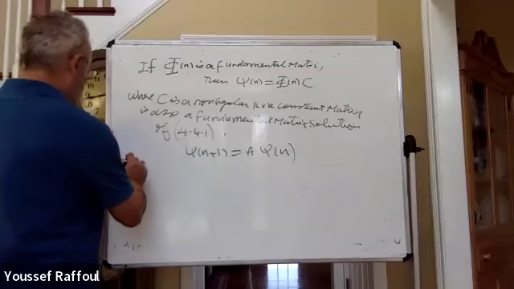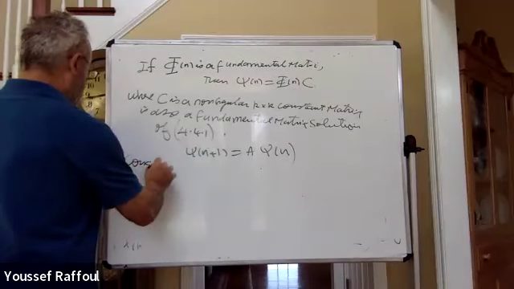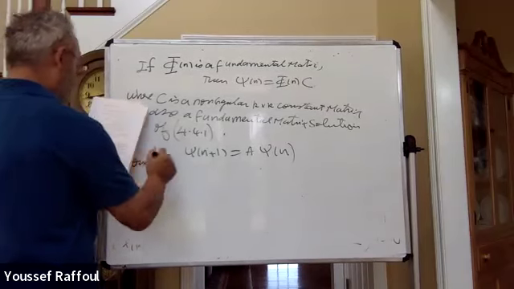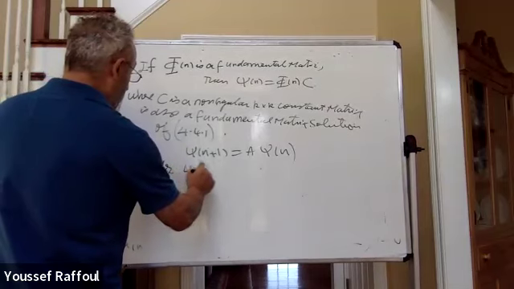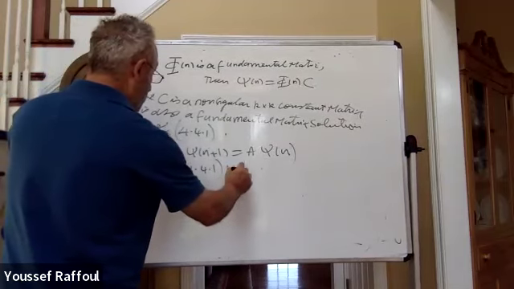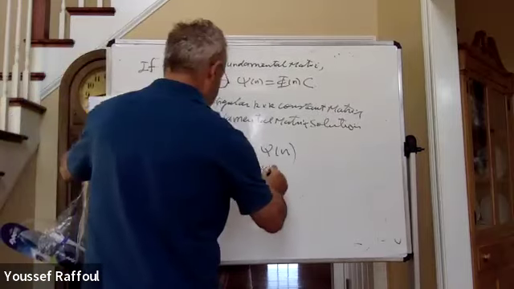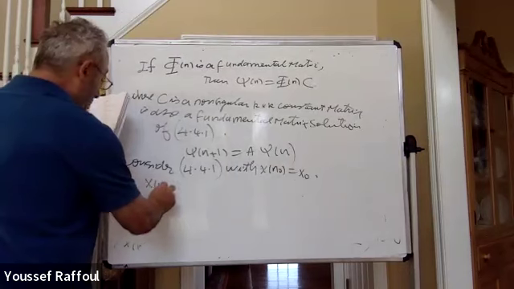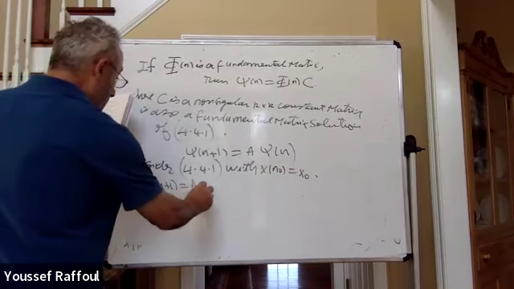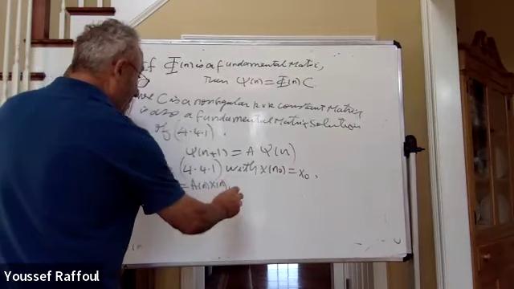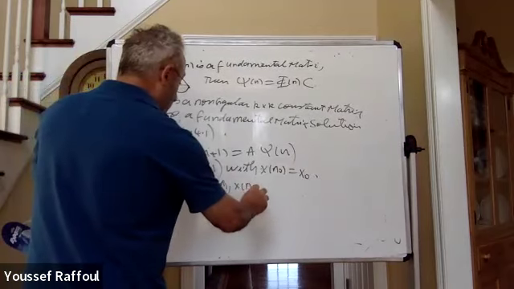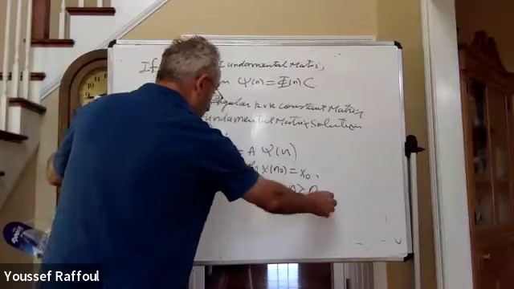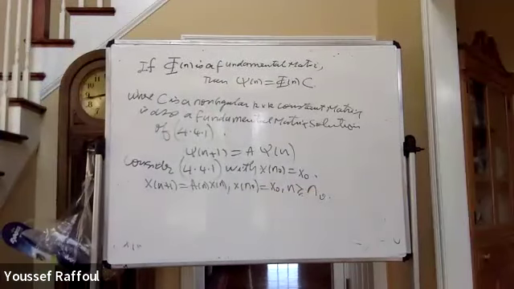Now, if we consider 4.4.1 with x of n naught equal x naught, that is we're looking at x n plus 1 equal A n x n, and x n naught equal x naught for n bigger or equal to n naught. Okay?